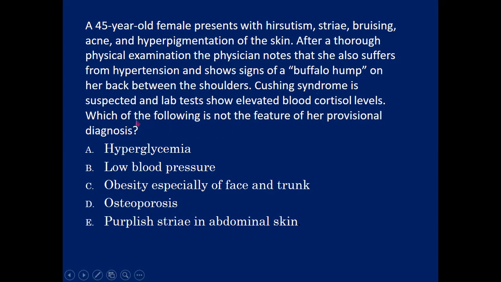Now, the question is in the other direction. What are they asking for? Which of the following is not a feature of her provisional diagnosis? Hyperglycemia, definitely it will be because cortisol is there. Low blood pressure, you can judge whether it leads to low blood pressure or high blood pressure. Obesity that is present, and then osteoporosis and purplish striae in abdominal skin. So the answer will be low blood pressure.